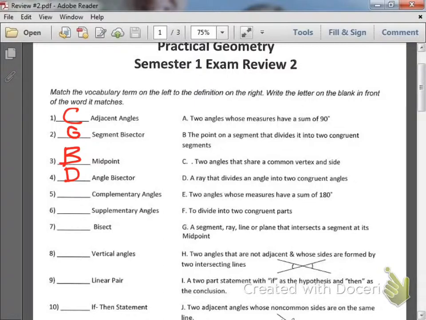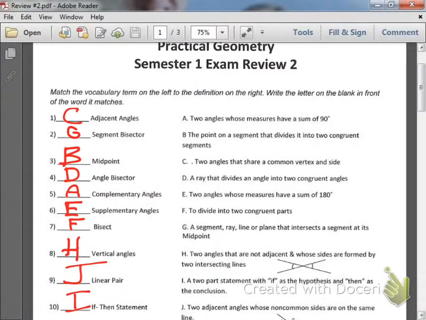Complementary angles. A, those are the ones that add to 90. Supplementary angles. E, those are the ones that add to 180. Bisect. F, yes. Number 8, vertical angles. H, good. A linear pair. That's J. And then number 10? I, very good. An if-then statement.